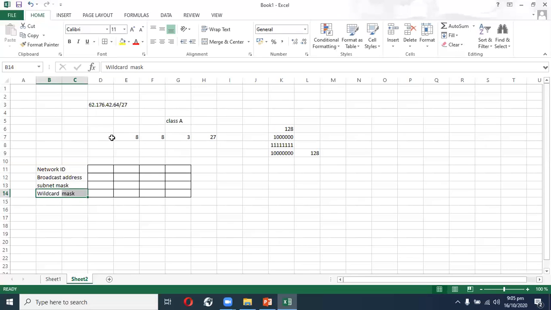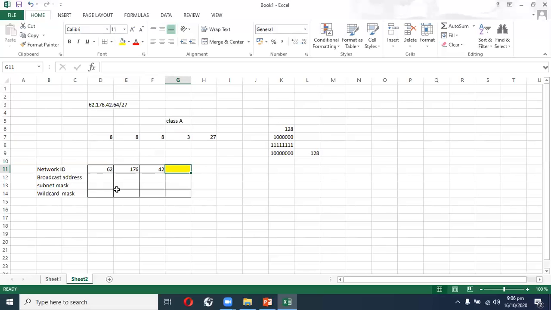By writing this number 27 in this form, I can say that 62 is 8, so you can write it the same, 62. The next is also 8, so 176 will be the same, 76. The next is also 8, so 42 will be the same. The last digit is 3. It's not 8. So we need to calculate this box.